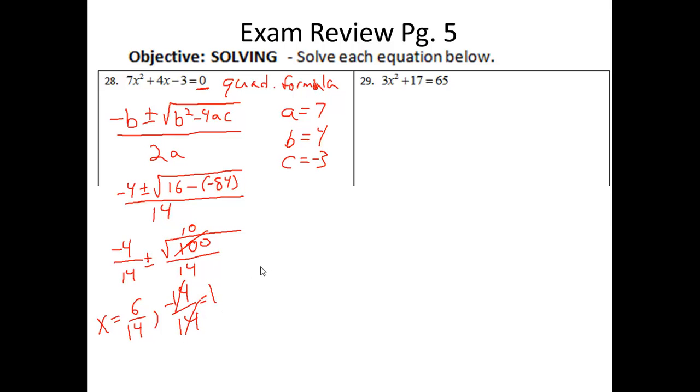So my final answer is x is equal to 6 over 14, and x is equal to 1. Again, if you want to take the time, go ahead and put 6 over 14 in for x and put 1 in for x.